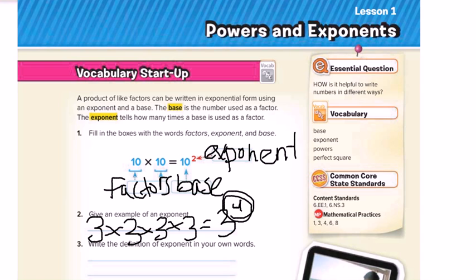Number 3 asks us to write a definition of the word exponent in our own words, so you can choose the best way to do this. If I look back up here, the exponent tells how many times the base is used as a factor. I like to think about it as it tells me how many times a number is multiplied by itself. So you can go ahead and fill that in. I don't think I have enough room. But again, something like that: the exponent tells how many times a number is multiplied by itself.